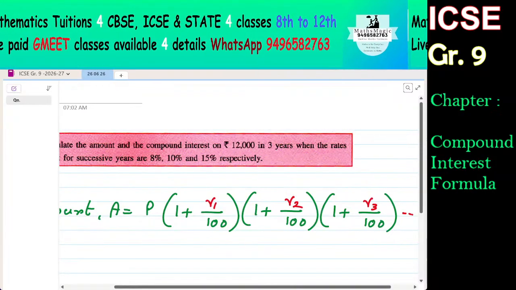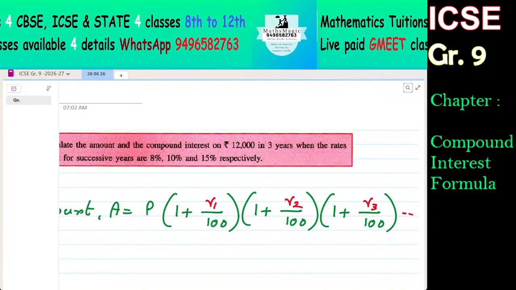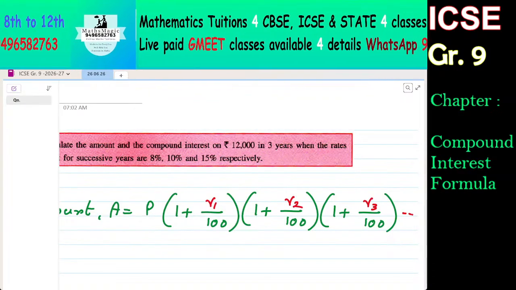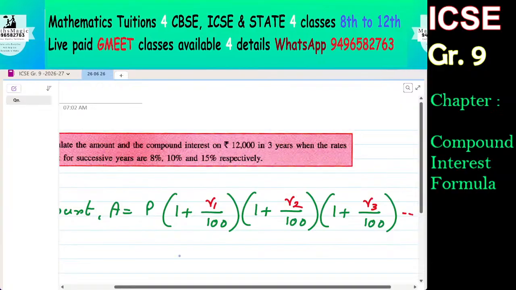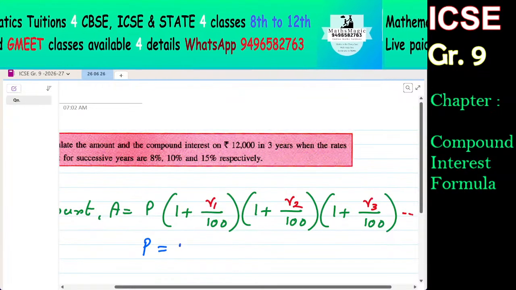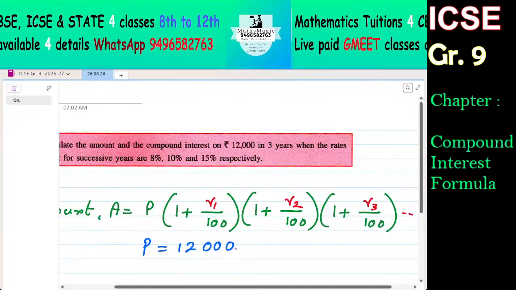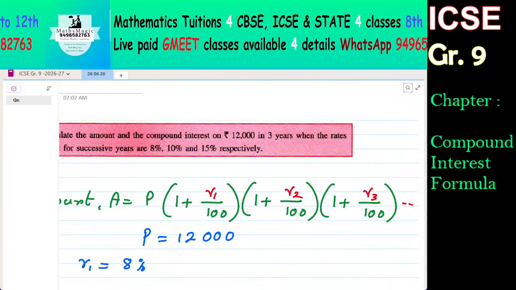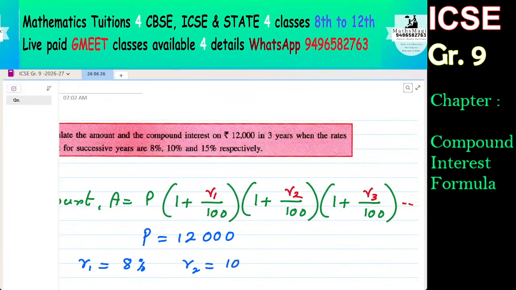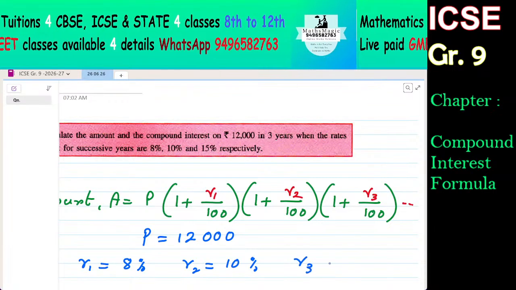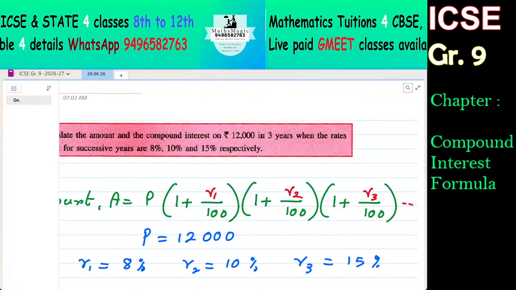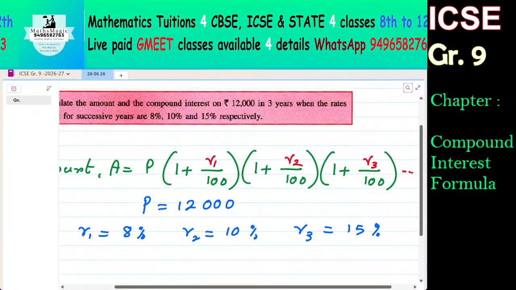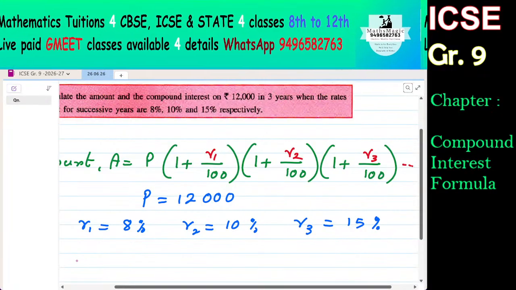From the question we have P as 12,000, the R1 as 8%, R2 as 10%, and R3 as 15%. Substitute these values to the formula to find amount.